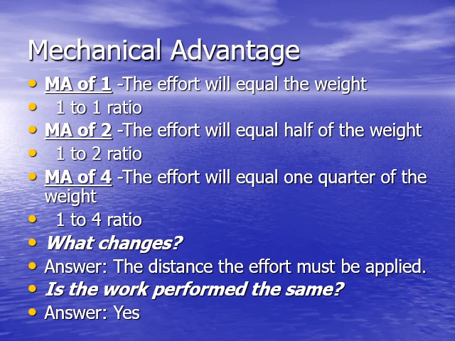Mechanical advantage, MA, measures the force amplification achieved by a machine. MA of 1, effort equals load. MA of 2, effort is half the load. MA of 4, effort is 1/4 the load. However, the work done remains the same. The only thing that changes is the required input force and distance over which it's applied.